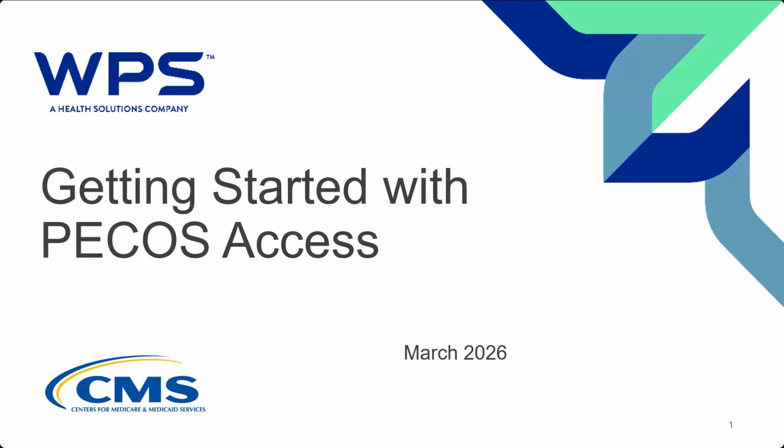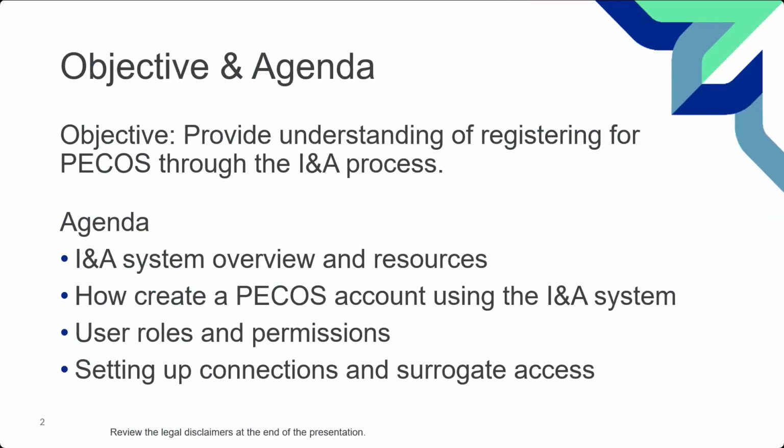What our goal is today is to help providers that maybe are unfamiliar with PECOS, unfamiliar with getting set up with a user ID and password. We want to navigate you through what's referred to as the identity and access system. You're going to hear me use the acronym I&A a lot today as well. So our goal is to provide you with an understanding of how to register for PECOS through that I&A process. So to accomplish that, we're going to talk about a few things.